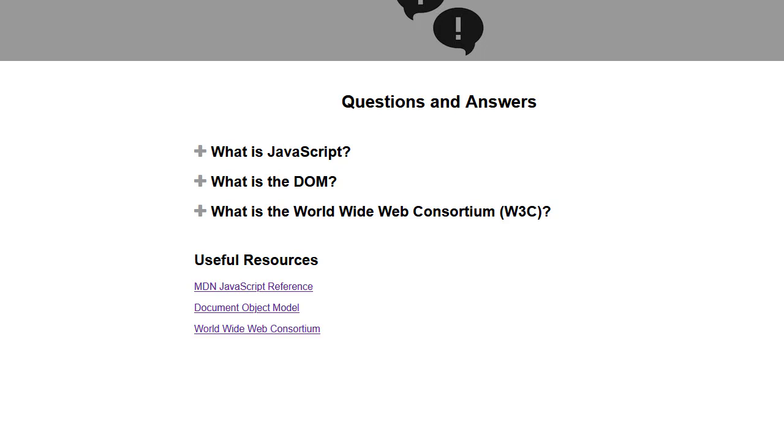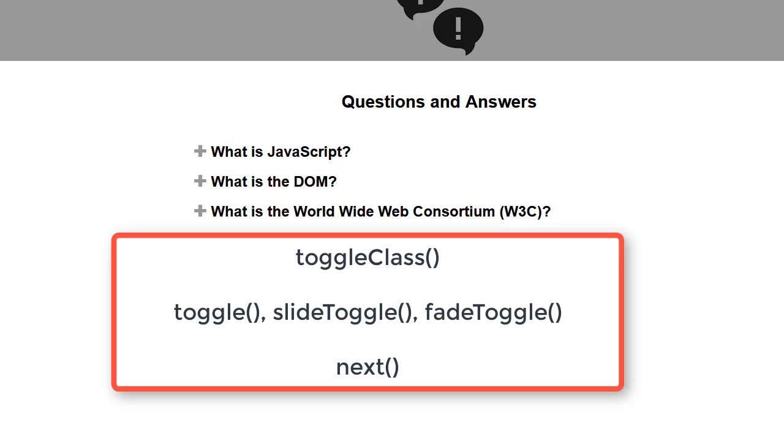There are only two methods that you need. In addition to the click event, you need the toggle class method and your choice of one of the three effect methods: toggle, slide toggle, or fade toggle. And the next method to access the div.